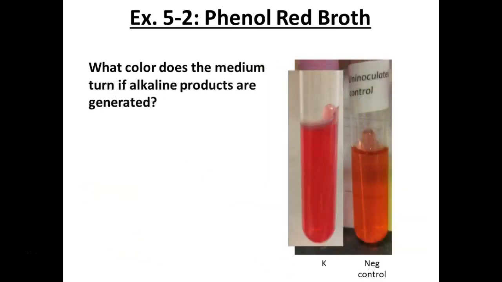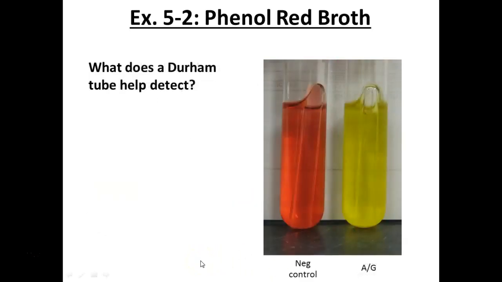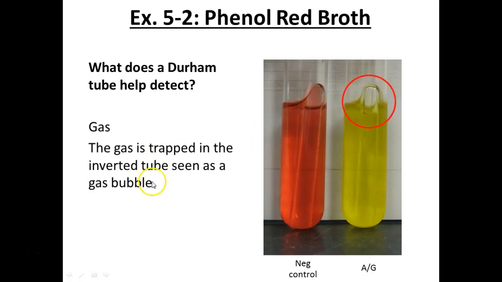What color does the media turn if alkaline products are generated? Right, that magenta pink color, right? So you can see this nice pink tube, and we code that K. What does a Durham tube help detect? Gas, right? So you see in this one, you see that bubble, right? That gas bubble is trapped gas in that inverted tube that we call a Durham tube. So we would code that A because it's acid, right, and G for gas.